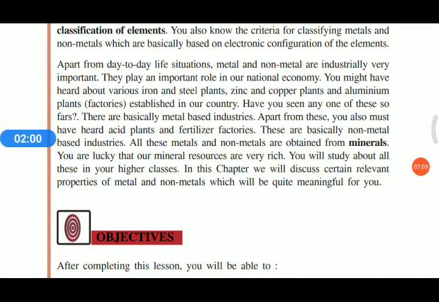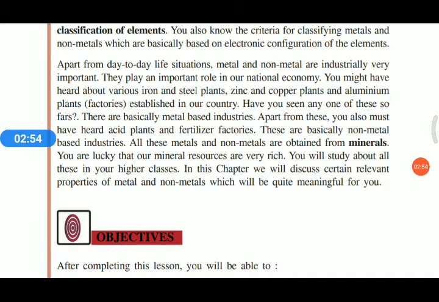Most of our industries work depending on metals or non-metals. For example, you may visit steel plants and many other metal-based factories making train parts, bogie parts, buses, or many other metal-based products. Similarly, most of our factories work in non-metal based industries, like making fertilizers, wooden furniture, etc. So our industrial purposes also use metals and non-metals very integrally.